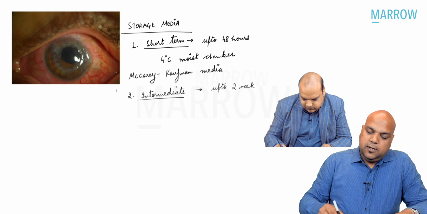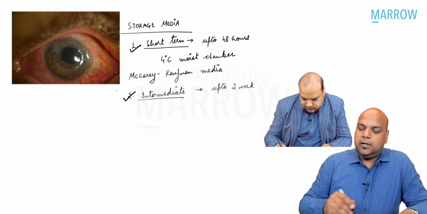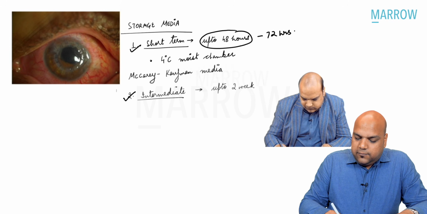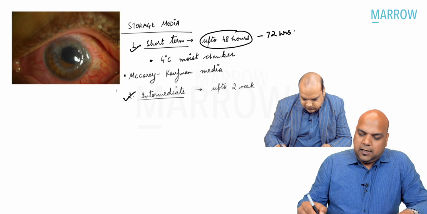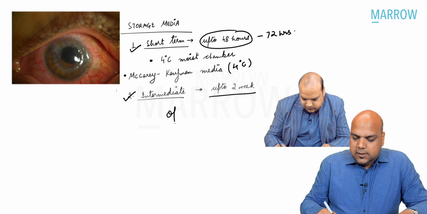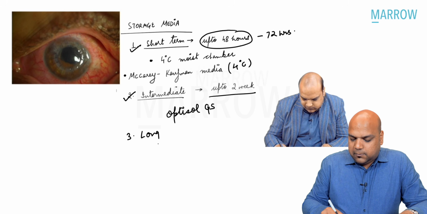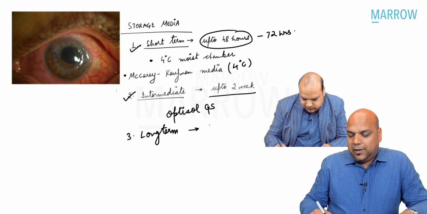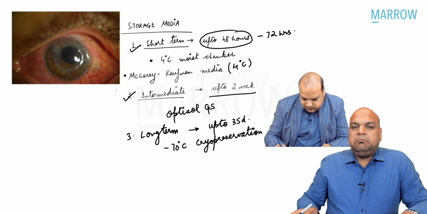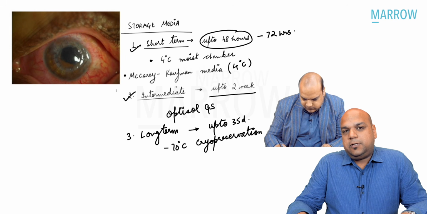If you want to revise, we know that storage media are short term or intermediate. Short term are up to 48 hours, even up to 72 hours they can be used. The first is 4-degree moist chamber, and then the second is McCarey-Kaufman media. This is also maintained at 4 degrees Celsius. Intermediate up to 2 weeks, we can use something called Optisol GS media. And then we have long term. Do we remember long term? As we have said, we don't prefer long term. This is up to 35 days. We can do minus 70 degrees Celsius cryopreservation, because after cryopreservation, the damage to the normal corneal tissue is so much that it does not help.